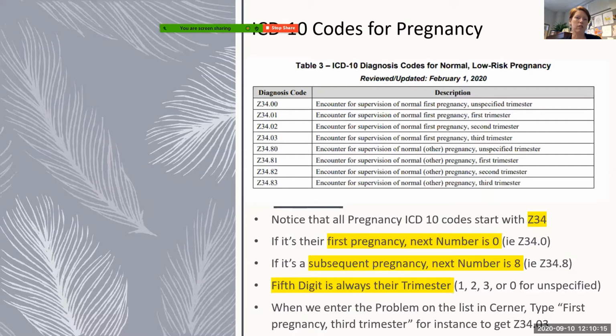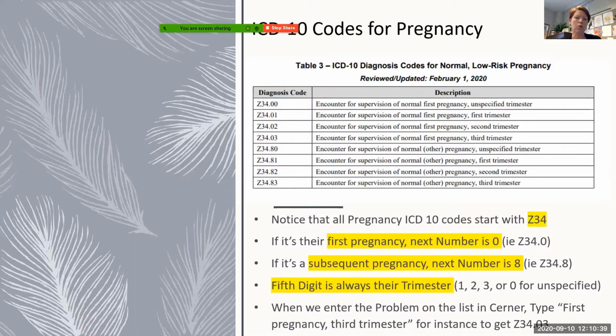So as you can see, those top 4 are all for the normal first pregnancy. And then the 5th digit is always what trimester they're in. Now there's a 0 trimester, which obviously doesn't make any sense, but it's just unspecified, because you may be seeing someone that we don't actually know dates for. So you may not know their trimester, and that's a possibility you could designate as a 0.